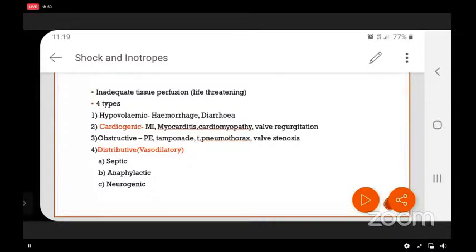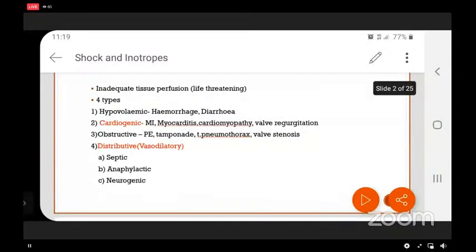And finally, distributive type of shock is mainly due to sudden vasodilatation, where there's a relative hypovolemia because of sudden vasodilatation. For example, in sepsis, you will get a vasodilatation. In anaphylactic shock, you will get a vasodilatation, and neurogenic shock due to the damage to the spinal cord, where you will lose the sympathetic tone to the vessels, so you'll get a neurogenic shock. So these are the 4 types of shock.